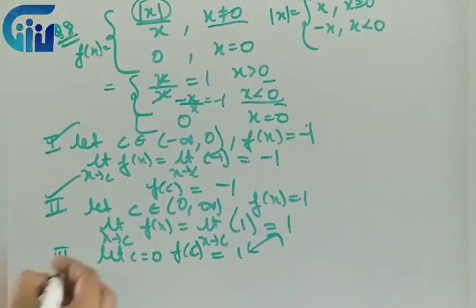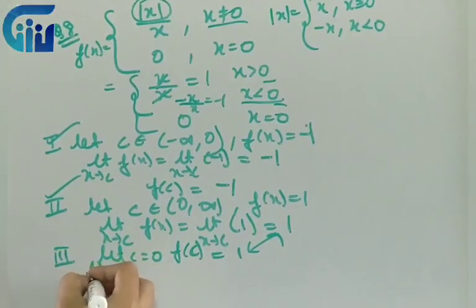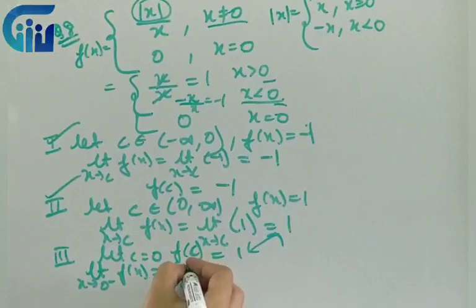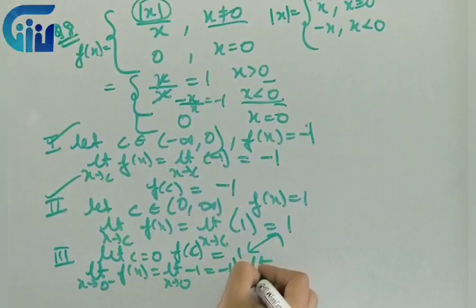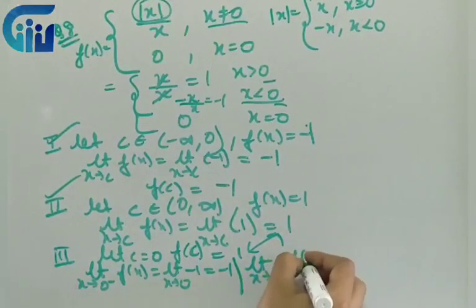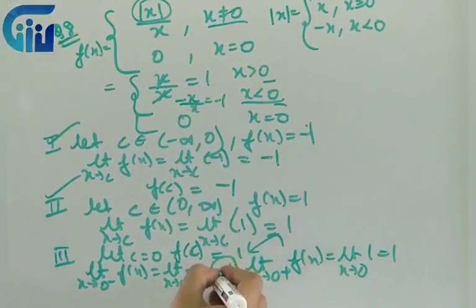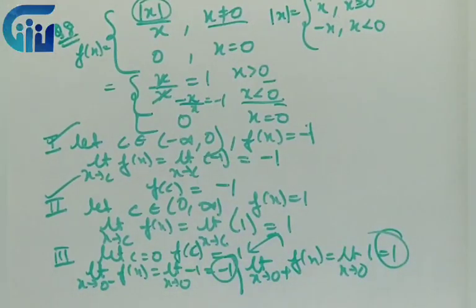So for c is equal to 0, again we will have left hand limit and the right hand limit. If I say x tends to 0 minus, 0 minus means value which is less than 0. So 0 minus is minus 1, so it will come out to be minus 1. What will be the right hand limit? It will be limit x tending to 0 plus, f(x) is equal to limit x tending to 0, that is 1. Left hand limit is not equal to right hand limit. It means it is not continuous at point 0. So what is the point of discontinuity? The point of discontinuity is x equal to 0.